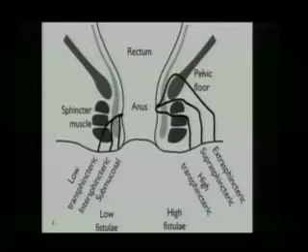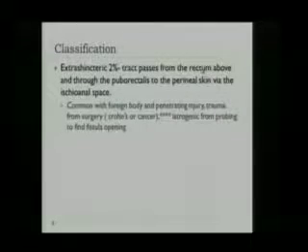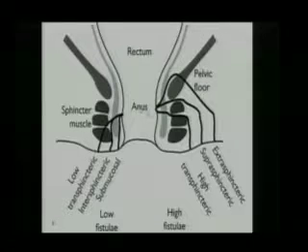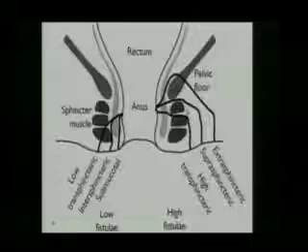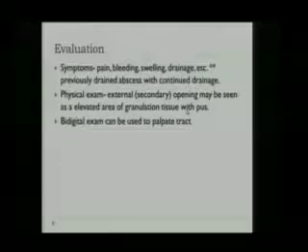You can bend them. And then extrasphincteric, the tract passes from the rectum above and through the puborectalis to the perianal skin via the ischioanal space. So if you see an extrasphincteric, then that's when we start thinking about funky things. We don't see them as much.